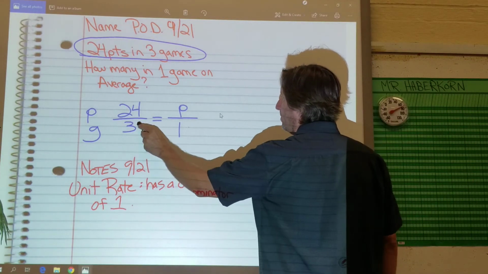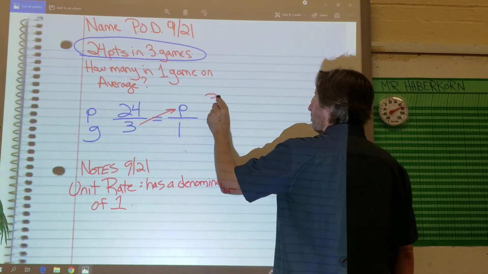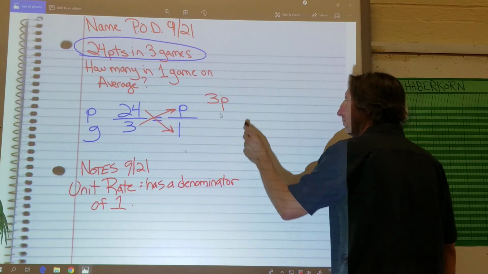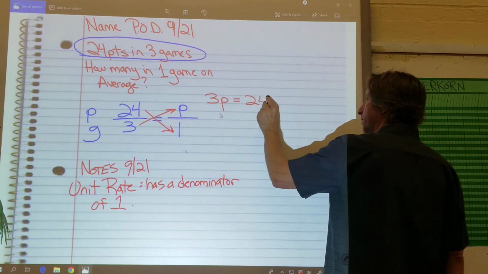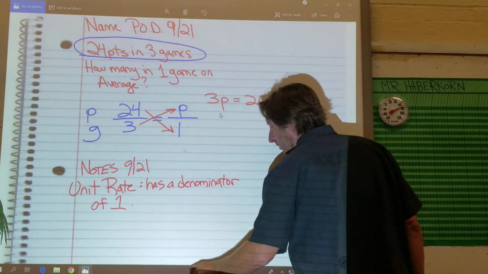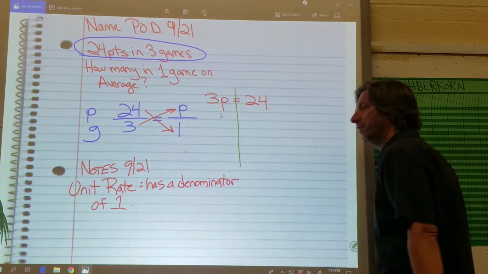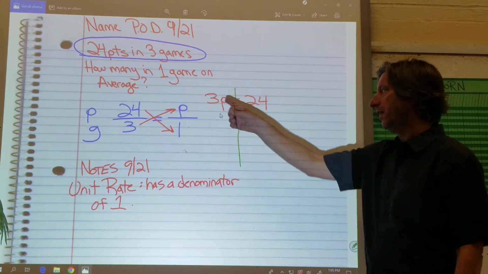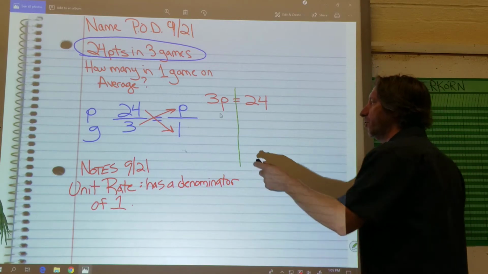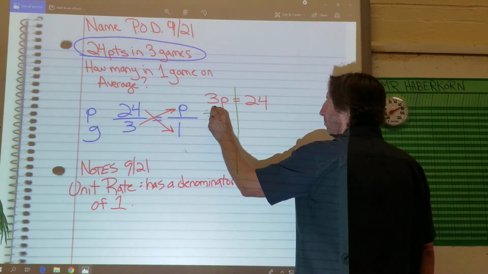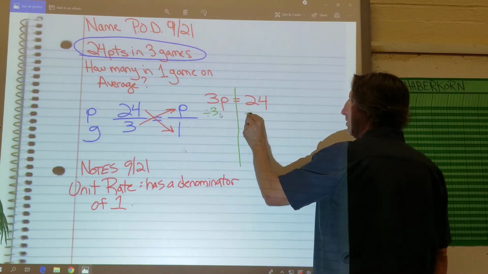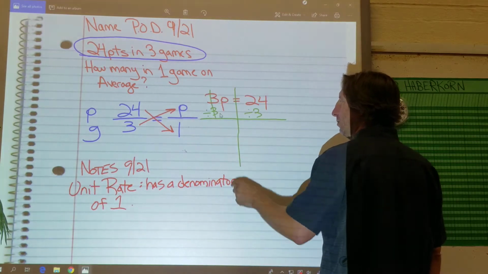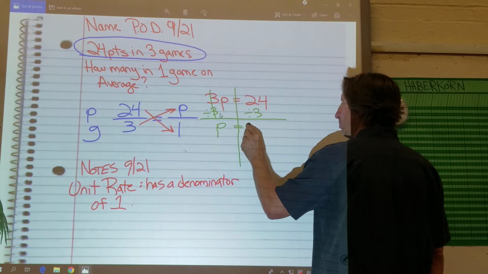So I do 3 times P is 3P, always do the variable first. 24 times 1 is 24. Separate your equation. And remember your goal in the equation: get this variable by itself. So I have 3 times P. The inverse operation is divide by 3. If we do it to one side, we do it to the other. The 3's cancel out, and I get P equals 8.